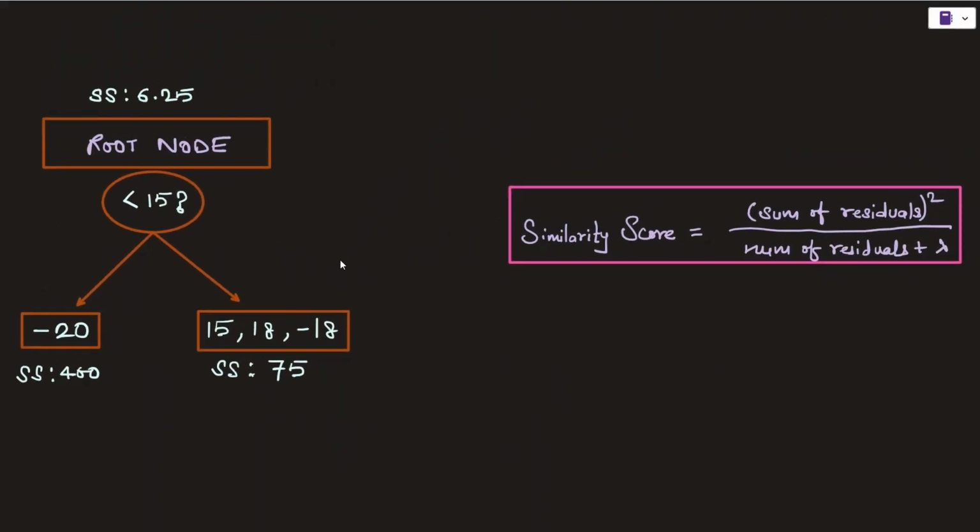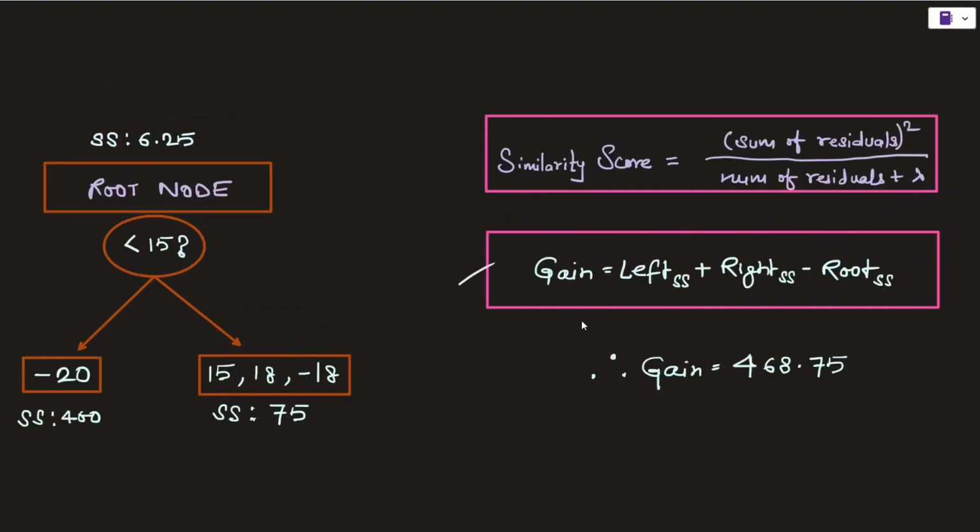First we are trying to check with the condition of age less than 15, and using this same formula we are calculating the similarity score. And remember, the initial similarity score when we applied all the data points within the same leaf was 6.25. Since we have two similarity scores now, we are going to use a measurement term called gain value. And this is the formula for gain that says similarity score of the left leaf plus similarity score of the right leaf node minus similarity score of the root node, which means this plus this minus this one.